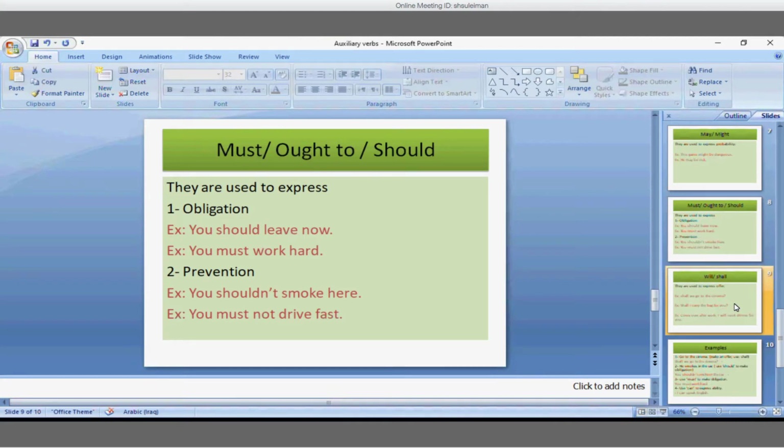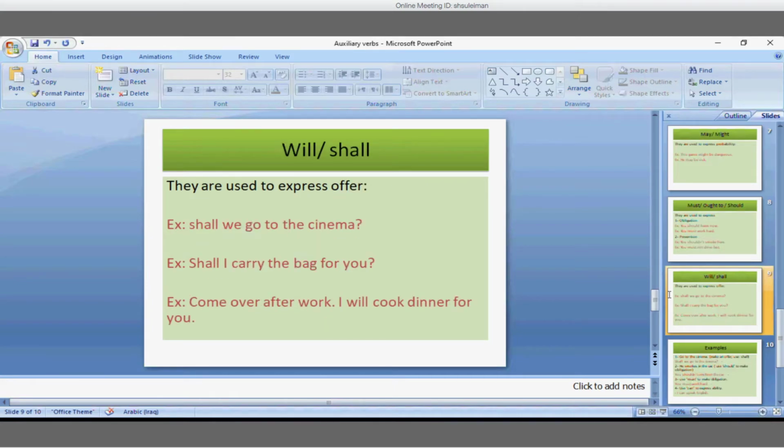The other group of modal auxiliary verbs is will and shall. Will and shall. In the past they became would and should. طبعا will و shall بالمضارع، would و should بالماضي. These are used to express offer or even expectation. Sometimes they refer to expectation for doing something in the future.